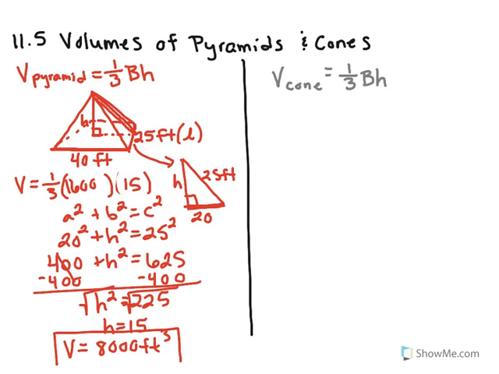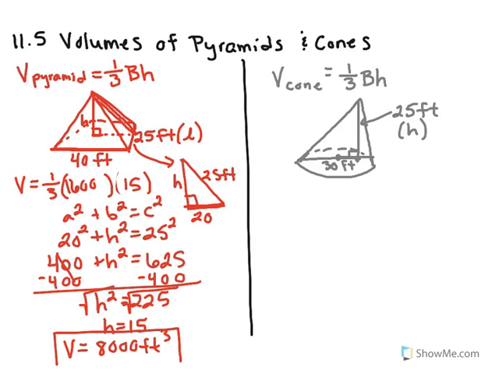All right, now it's time for a cone. Okay, so in this cone, it's kind of like a slanted cone. We are already given the actual altitude height, which is 25 feet. And then down here in the center of that circle base, we have a diameter of 30. So let's see what we can do.